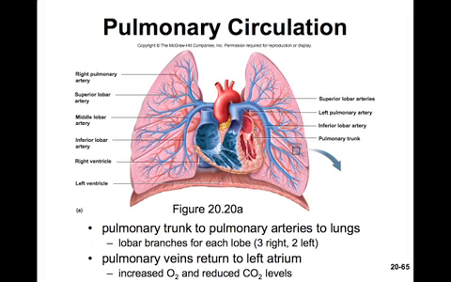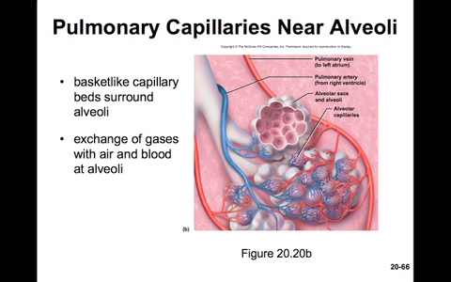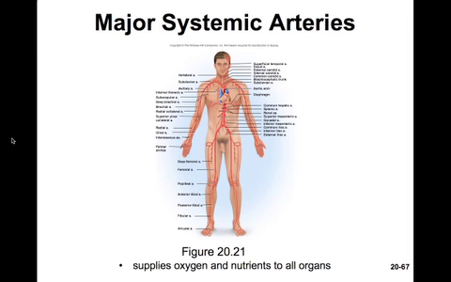Each of these arteries will span out into a basket-like capillary bed that surrounds each of the alveoli. The alveoli are the air sacs in the lungs, where gases actually exchange with the blood. Now we'll look at the systemic circuit. This supplies oxygen and nutrients to all the organs and removes their metabolic waste.